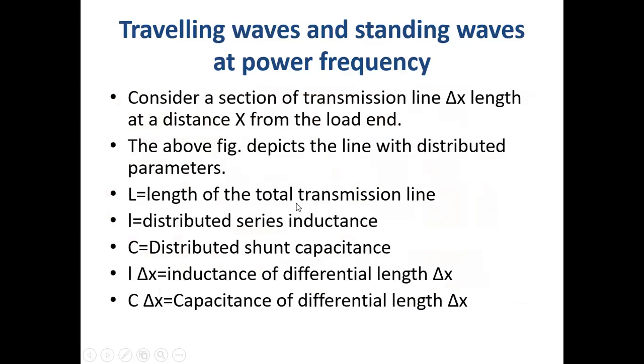Let us see the variables taken for this analysis. Capital L represents the total length of the transmission line, small l is the distributed series inductance, and small c is the distributed shunt capacitance. L into delta x is equal to the inductance of differential length delta x. That is, for a small length delta x, the inductance is equal to l into delta x. Similarly, the capacitance for a differential length delta x can be taken as c into delta x.